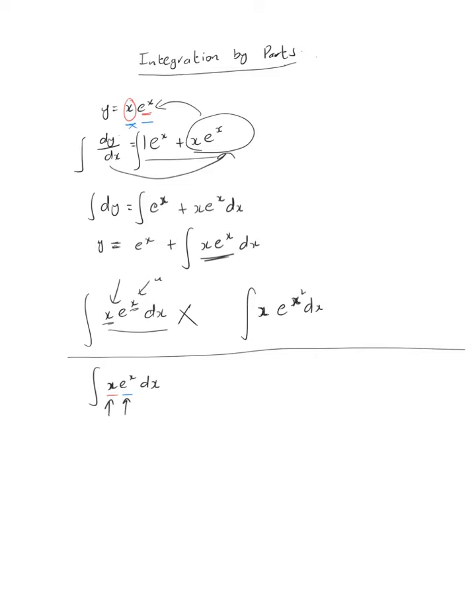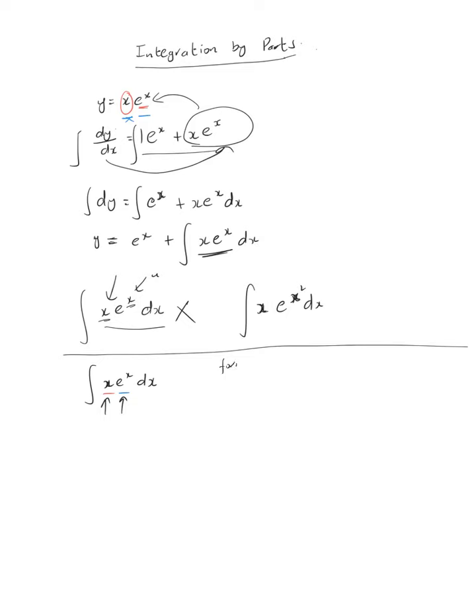All right. So the formula for integration by parts is uv minus the integral of v du.